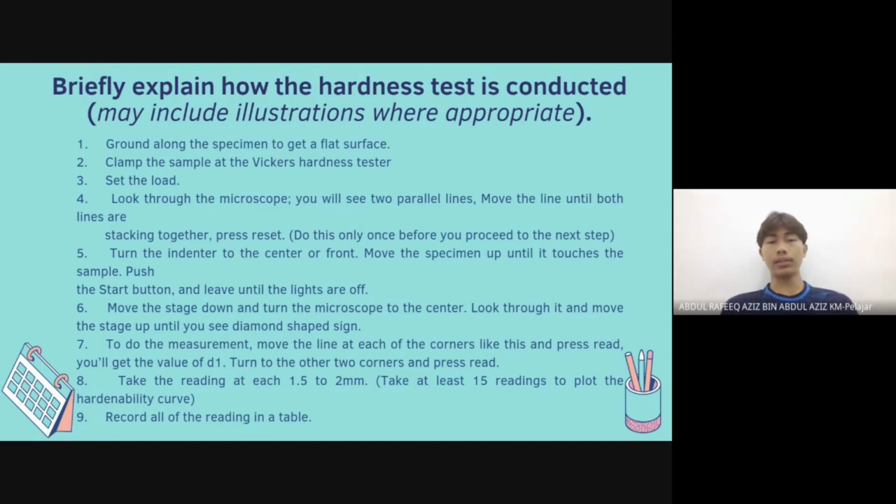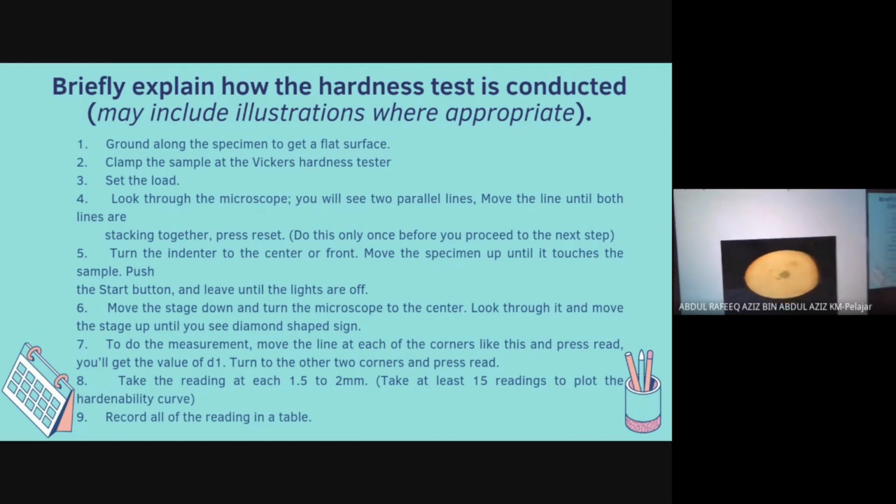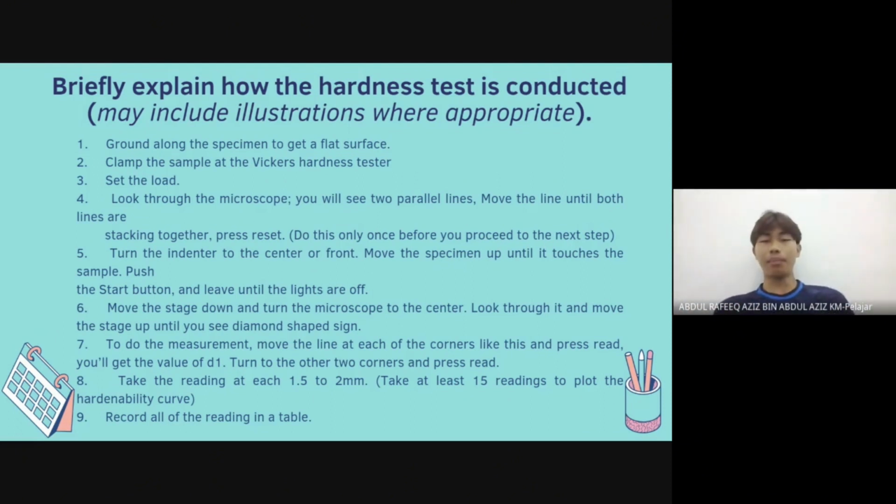Move the line to each of the corners like this, and press read. You will get the value of D1. Turn to the other corners and press read. Take a reading every 1.5 to 2 mm, at least 15 readings, to plot the hardenability curve. And lastly, you need to record all of the readings in a table.